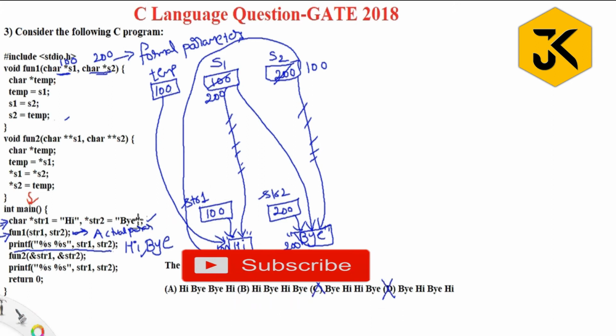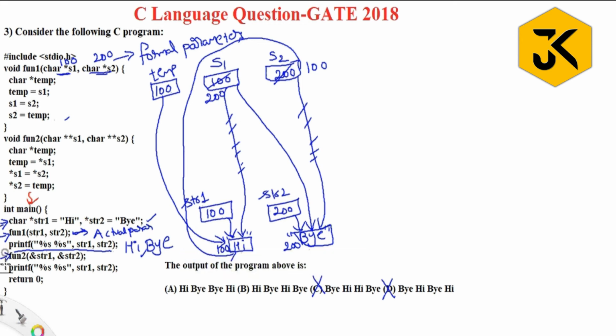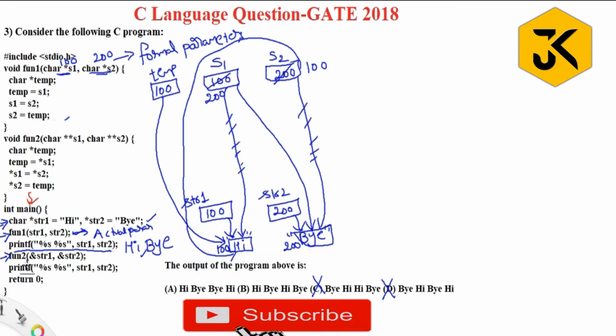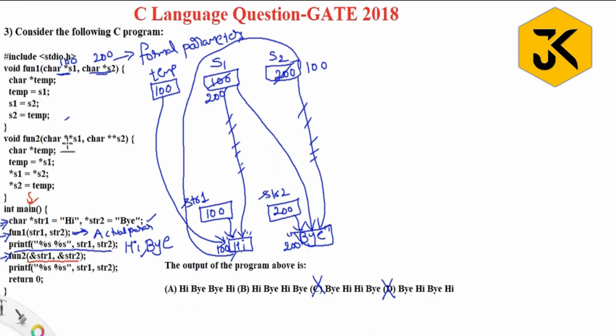Okay, fine. Next, it is going to execute the statement function 2 with the address of str1 and str2, which means it is going to pass by the call by address mechanism. Whenever we are passing an address, to store it we require a pointer. Here we are passing the address of a pointer, so we require one more pointer. That is the reason we require a double pointer. Once again it is going to create a pointer s1 and a pointer s2.